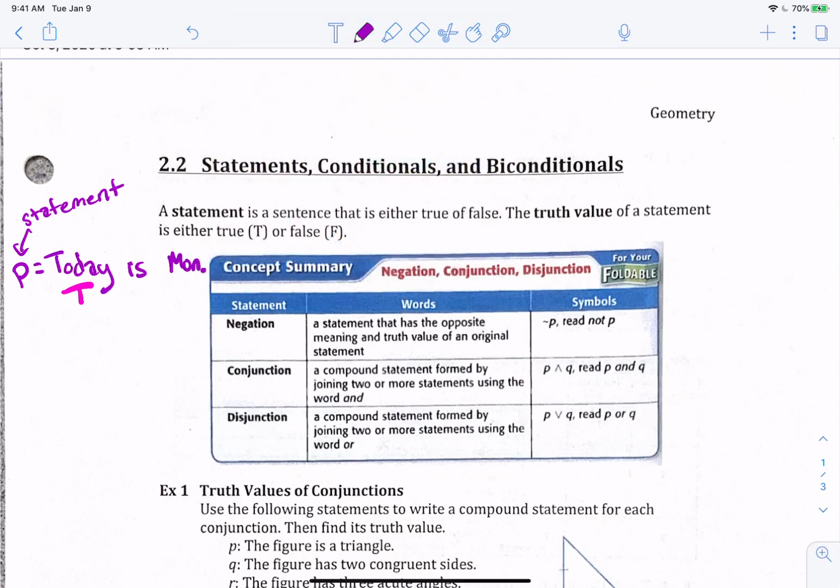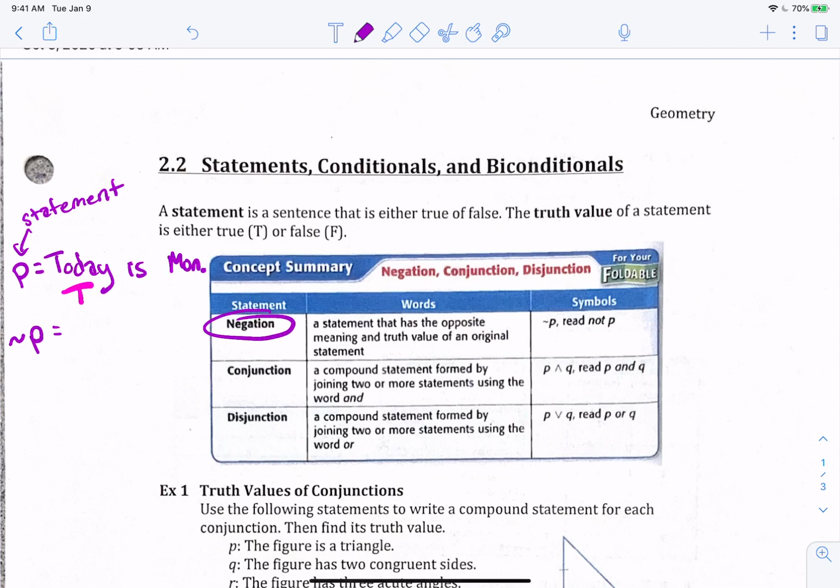Okay, now they talk about the negation of that. Negation means making it negative. If I take that statement and I make it negative, the symbol that you use for it is this little squiggly, and it's squiggly P. So this means not P.